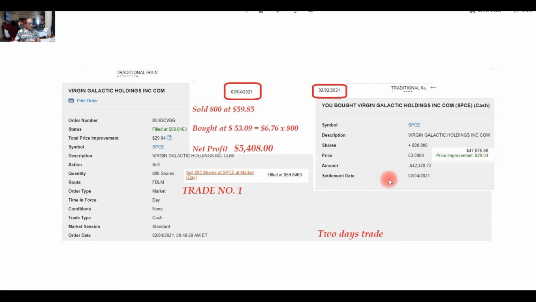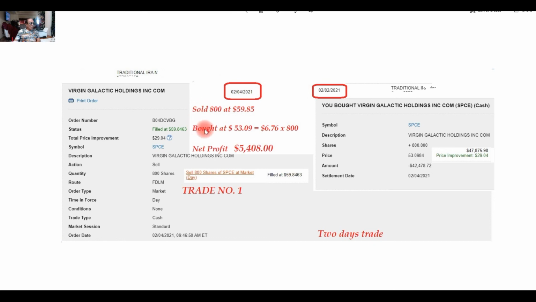We move in here with the stock at this price, and it so happened that the price was 53, and now we're going to sell 800 shares at market price, and it filled up at 59. So we're coming from 53 to 59, right? So that's about $6.